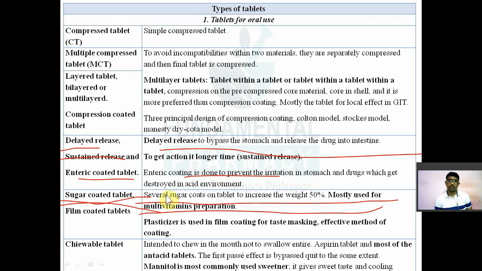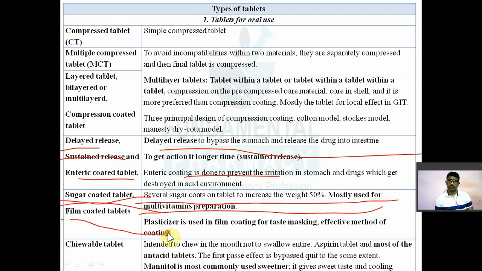So sugar coated tablet means several coats of sugar on the tablet surface, and it can increase the weight of the original tablet up to 50%. This was again as it is a question in the GPAT. Mostly it is used for multivitamin tablet preparation. It was again a question in pharmacy exam. Then the next one is nothing but the film coated tablet.